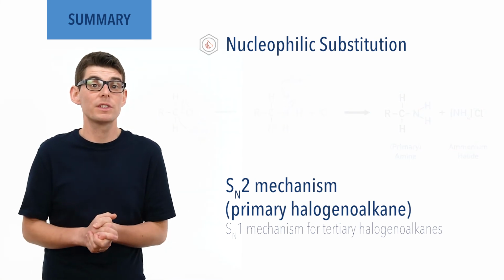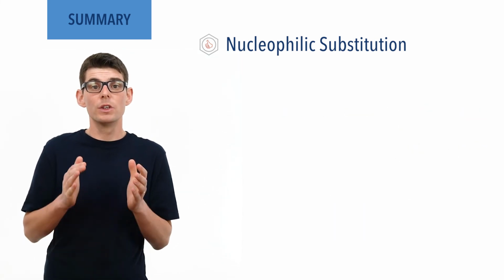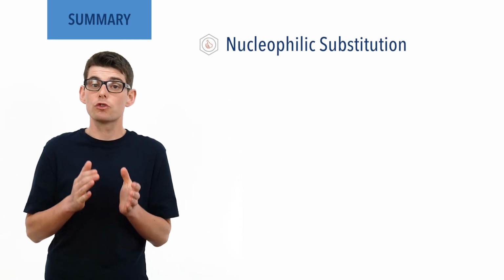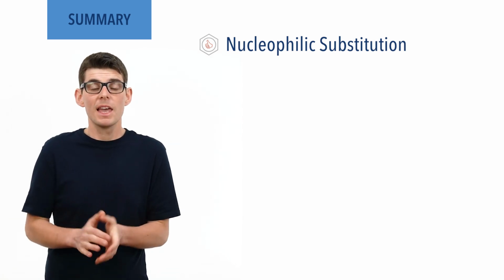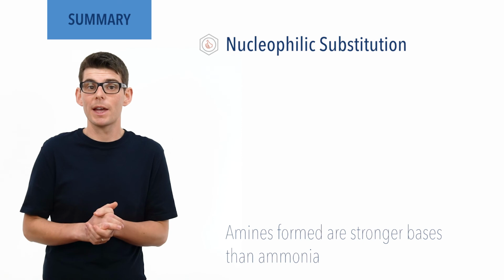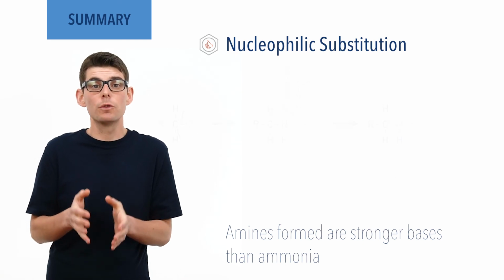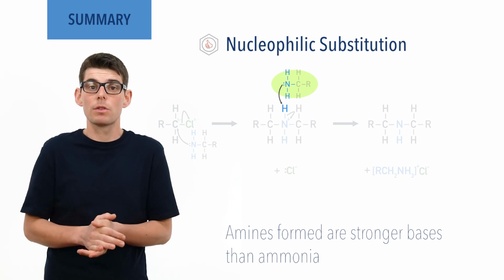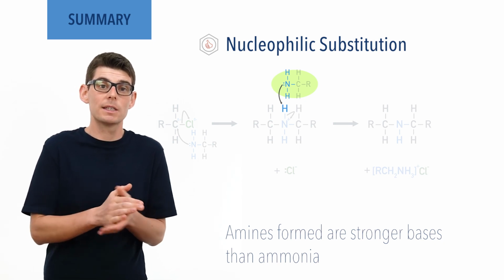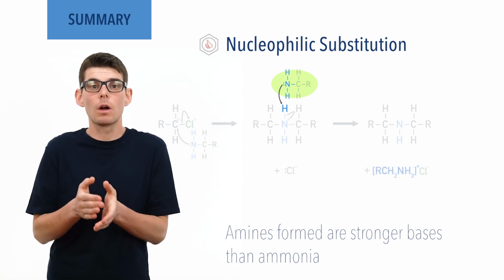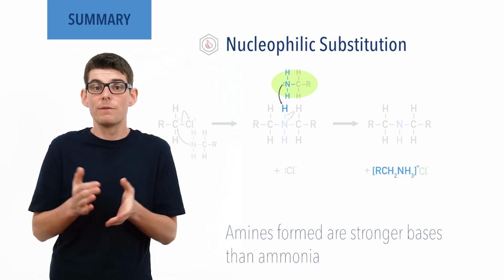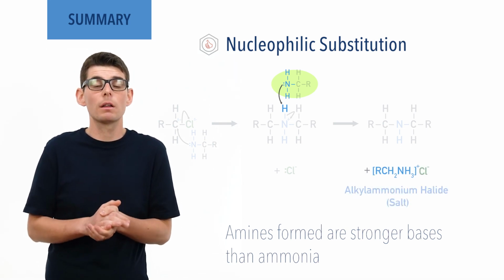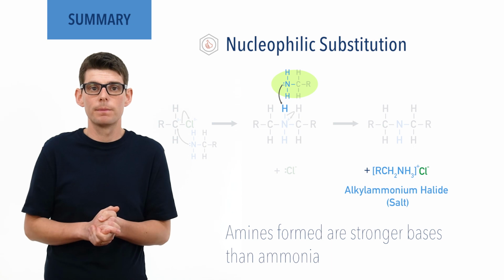Due to the positive inductive effect of alkyl groups, the nitrogen in the amine group is a stronger base than ammonia. If the concentration of ammonia in the reaction mixture is low, amines formed early in the reaction will act as a base and take H+ ions from intermediates formed later in the reaction and become alkyl ammonium ions. This can lead to the formation of alkyl ammonium halide salts.